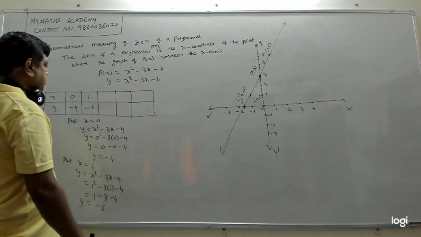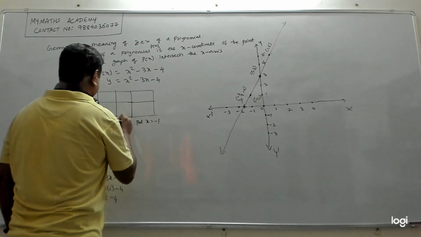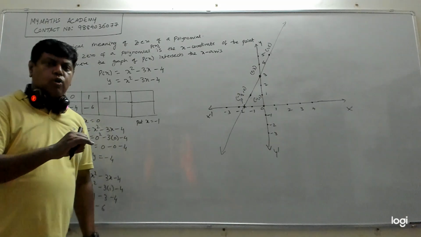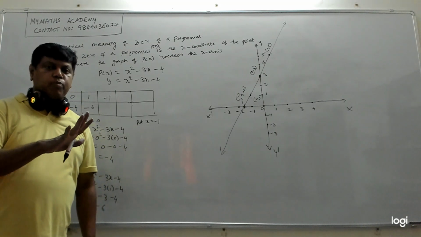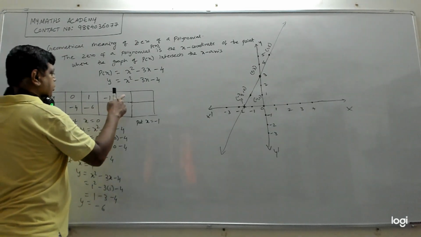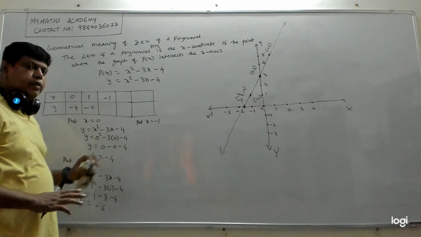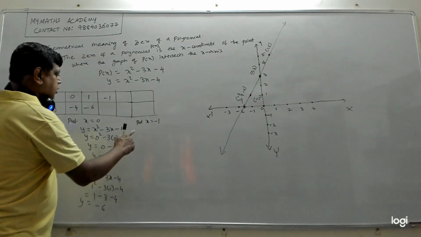Okay. So similarly, let's put x is equal to minus 1. Always try for 0, 1, minus 1, 2, minus 2. For these 5 values, you can put 0, 1, minus 1, 2, minus 2. Then if required, we'll put other points depending on how the graph is. Then I'll teach you. Now x is equal to minus 1.